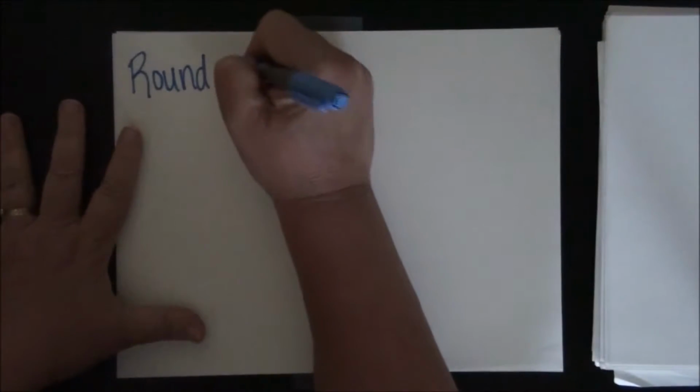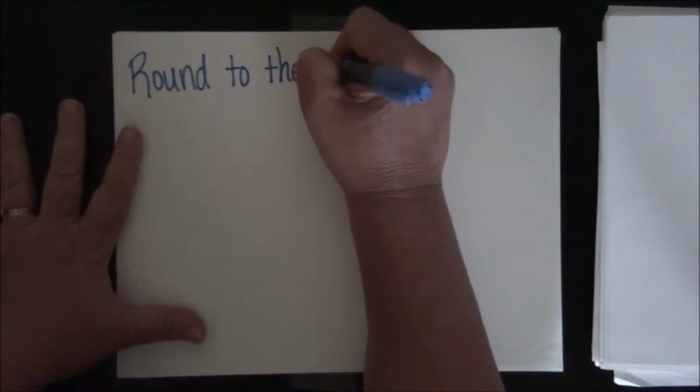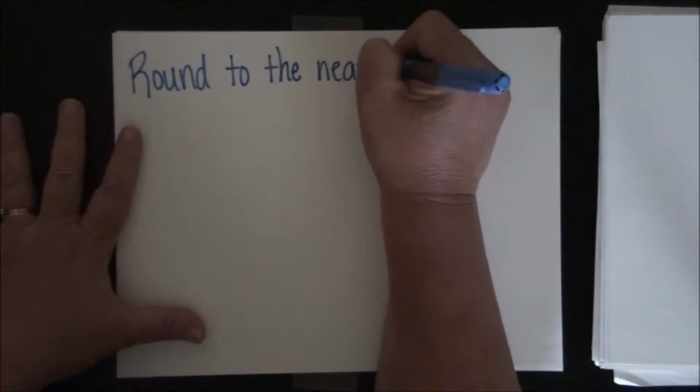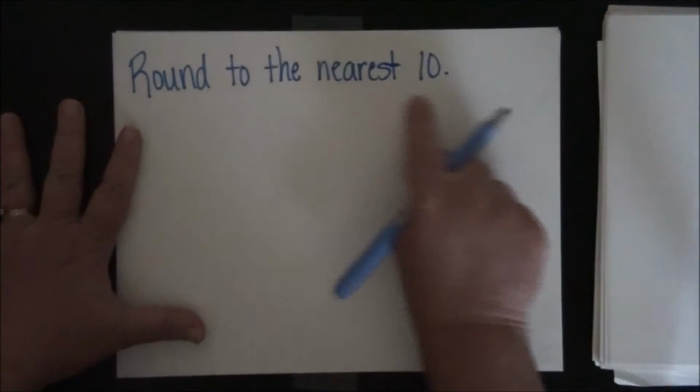Let's first of all talk about rounding to the nearest 10. What does that mean? We have to understand what the nearest 10 and the nearest 100 are before we can go on and actually solve this. So round to the nearest 10.